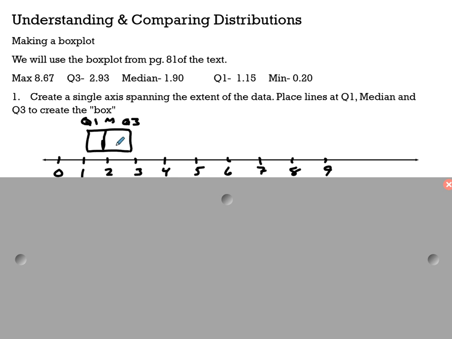There's our central 50%. There's where 50% of the data is going to lie, between 1.15 and 2.93, which we did when we were talking about our IQR, which is the spread for a skewed data set. We're going to come to find this is pretty skewed data, even when we're looking at it from the box plot.